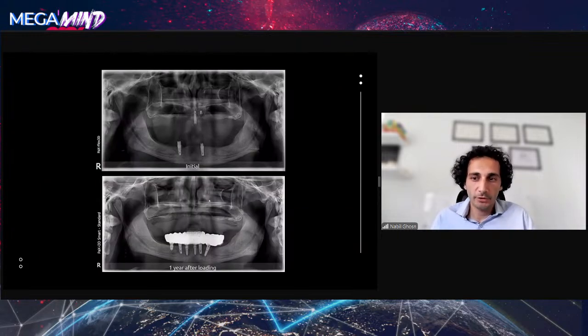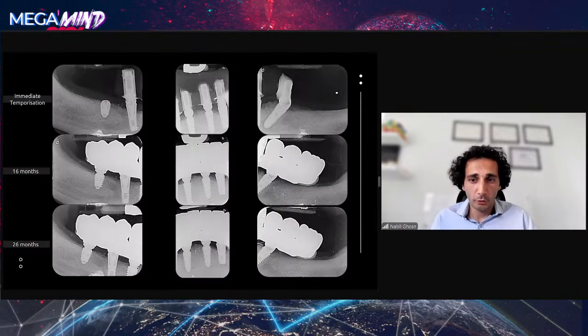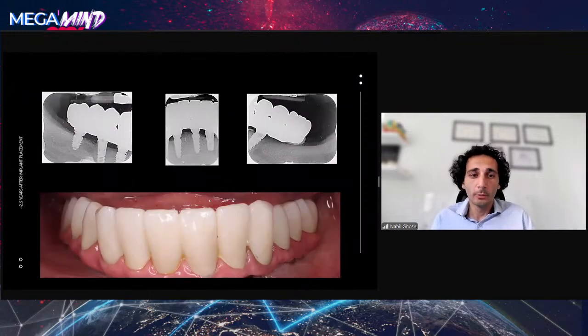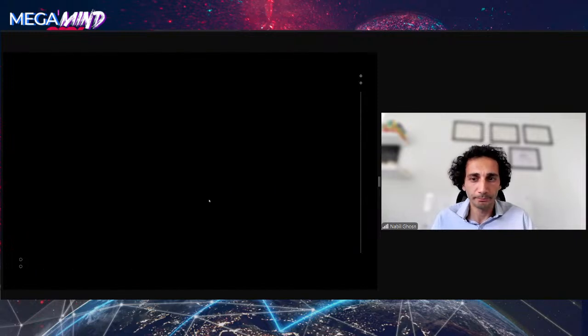This is a panoramic image showing the bone condition 1 year after loading. I also prefer to take intraoral X-rays that show us more precisely the state of the bone, and here we can see the stability of the bone on the new as well as on the old implants treated more than 2 years after load. We also have to note that the patient was happy with this upper denture and decided not to undergo an upper implant rehabilitation for the moment.